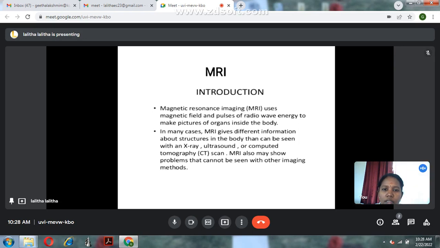So MRI is nothing but making pictures of organs inside the body. This is the general definition of MRI. Mostly we can use X-ray, ultrasound or CT scan, which may also show problems that can be seen with other imaging methods. This is the MRI system.